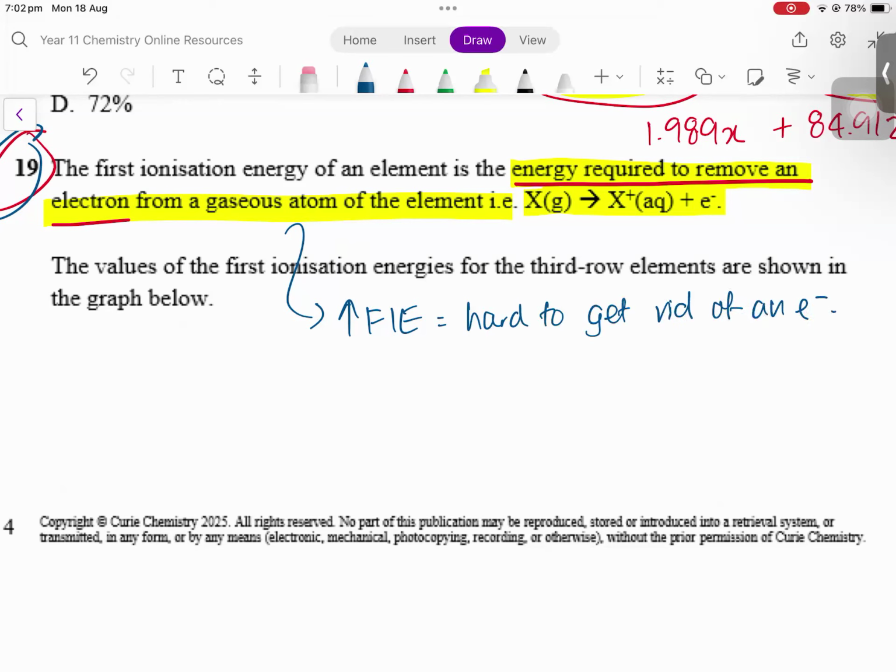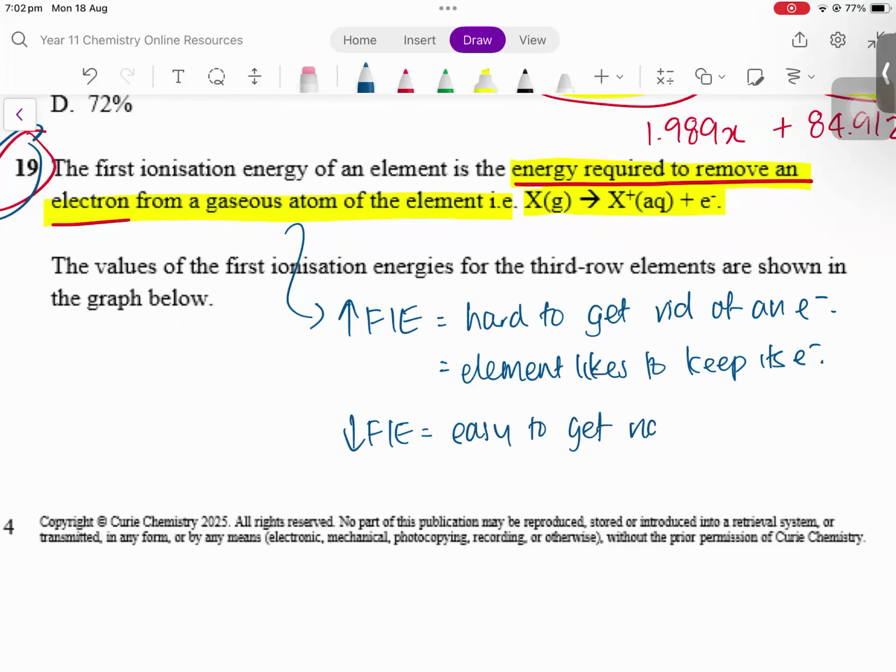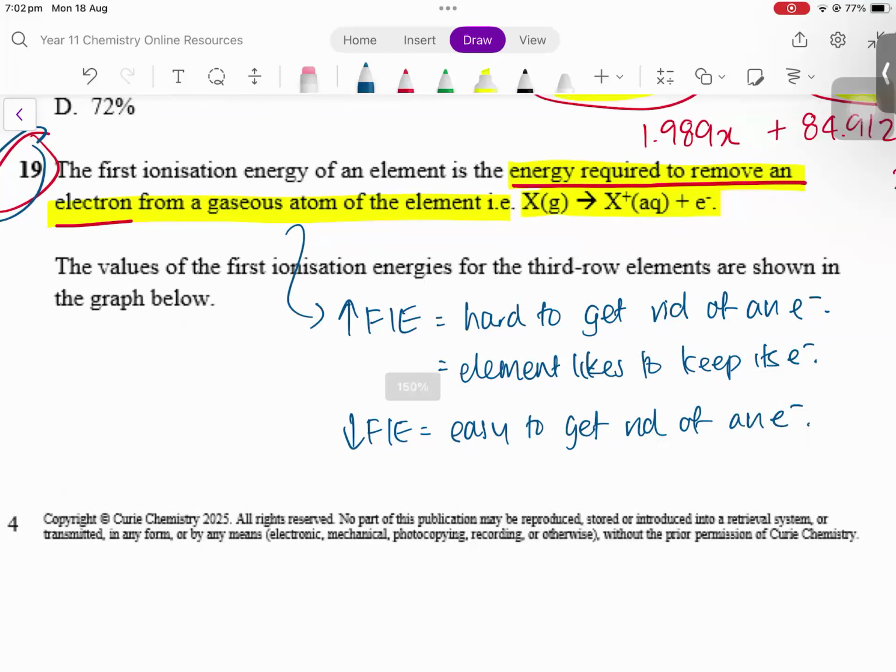That's pretty much it. If it takes you a lot of energy to do something, it just means it's hard to do. What it also means is the element likes to keep its electron. If it's hard for you to pull it away, it means it likes to keep it to itself. Yeah. Likewise, vice versa, if the FIE is really low, it's easy to get rid of the electron. So just keep this in mind when we go to answer the question, okay?